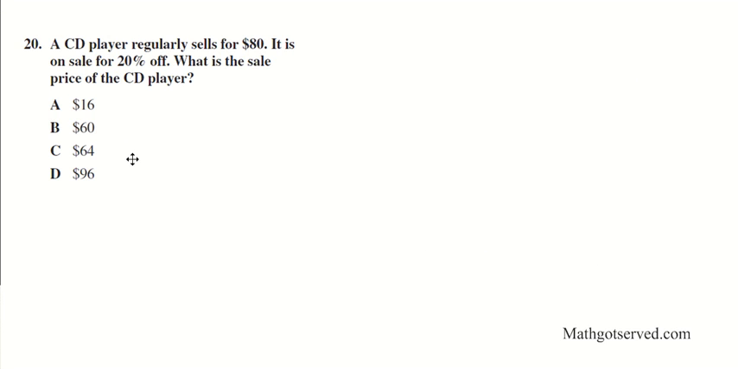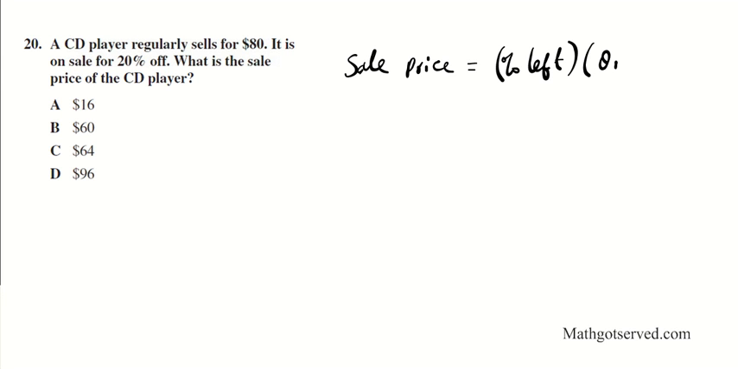Alright, let's take a look at another discount problem. A CD player, number 20, regularly sells for $80. It is on sale for 20% off. What is the sale price of the CD? So let's write out the formula again. The sale price, in this case we have a discount, is basically going to be the percent left after you take the discount off, multiplied by the original price. Okay.